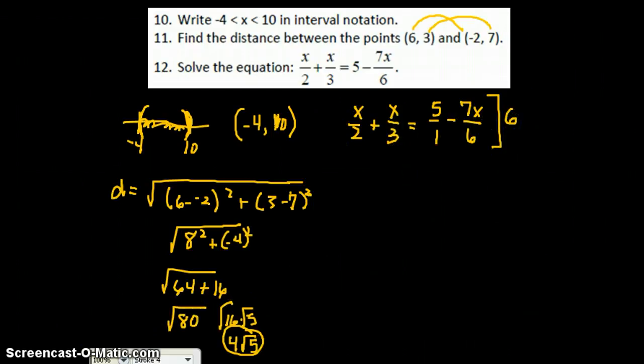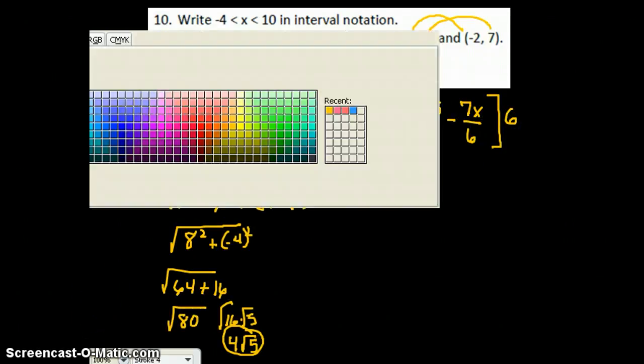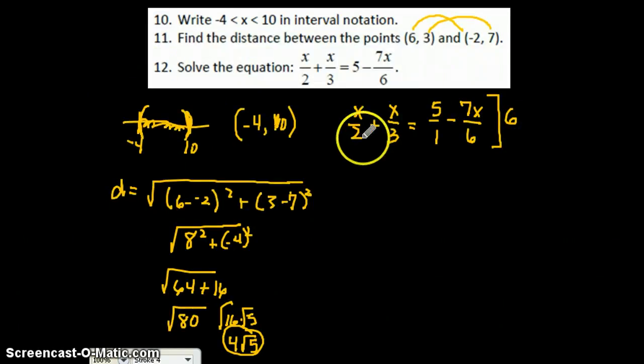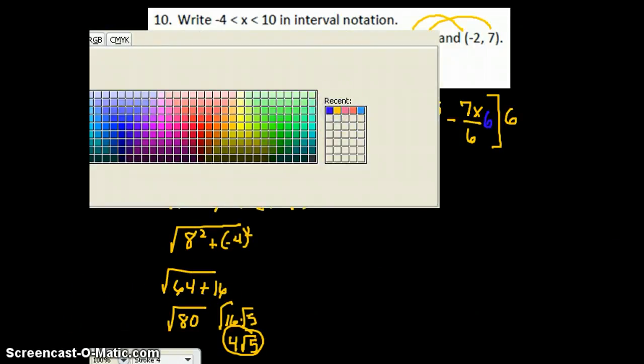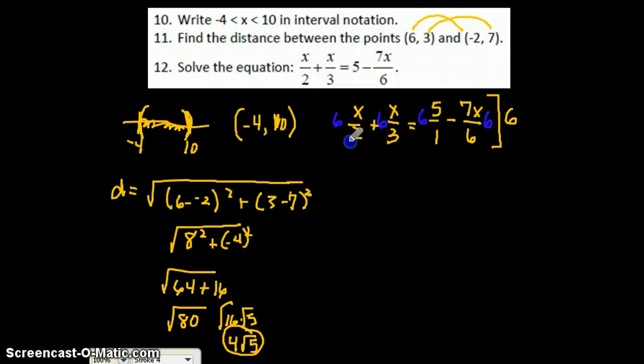So let me just do this in a different color. So again, I'm multiplying everybody by 6. I'm multiplying that by 6, that by 6, and that by 6. Now when I do that, then I get to divide out. This is 3, so 3x, plus this 3 goes into that 2, so that's 2x is equal to, we'll just say 30 minus the 6 is divided out, so that's minus 7x. Now it's an equation that makes a little bit more sense to you.